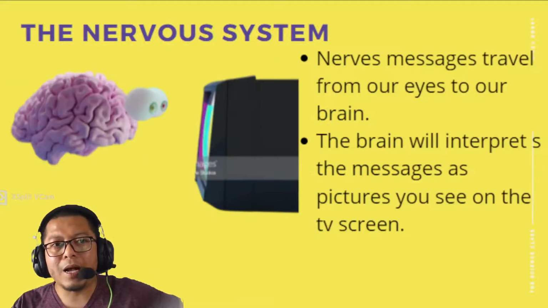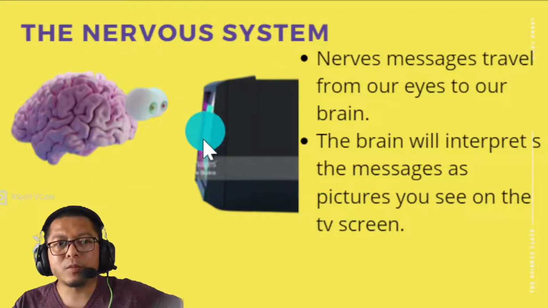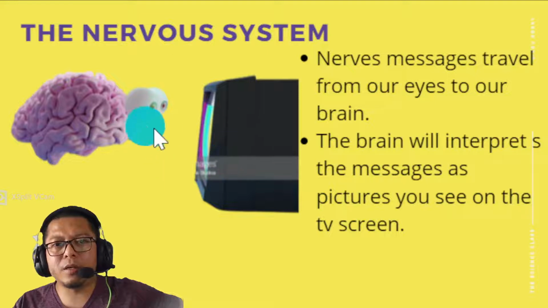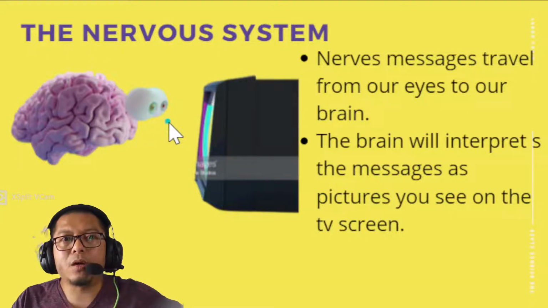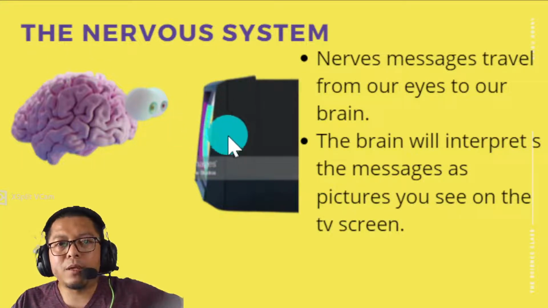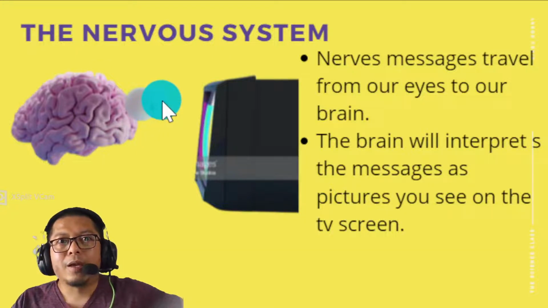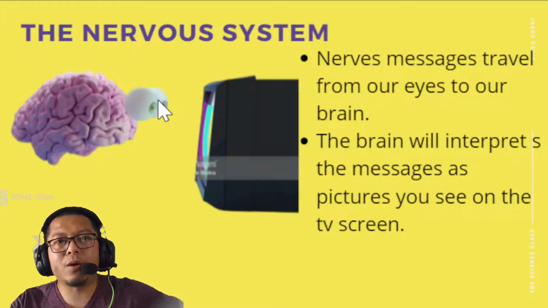Okay, let's take a look. What does it mean? Example here. When we are watching TV, in this picture, nerve messages travel from our eyes to our brain. So when the TV is on, we are watching with our eyes, and the messages from our eyes will travel to our brain, and our brain will interpret the messages as the pictures you see on the TV screen. So our brain translates the picture into something that we know.